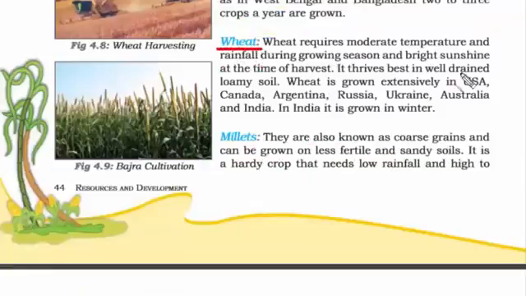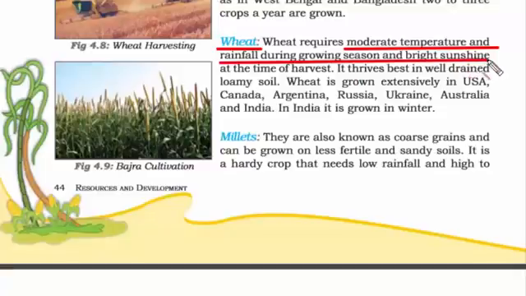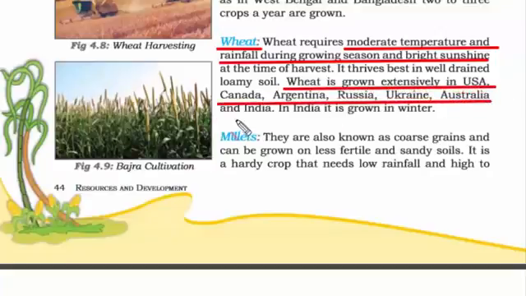Next one is wheat. Wheat requires moderate temperature and rainfall during the growing season and bright sunshine at the time of harvest. Again, if you notice, all of these conditions are present in India. Some of the wheat producing nations are USA, Canada, Argentina, Russia, Ukraine, Australia and India.